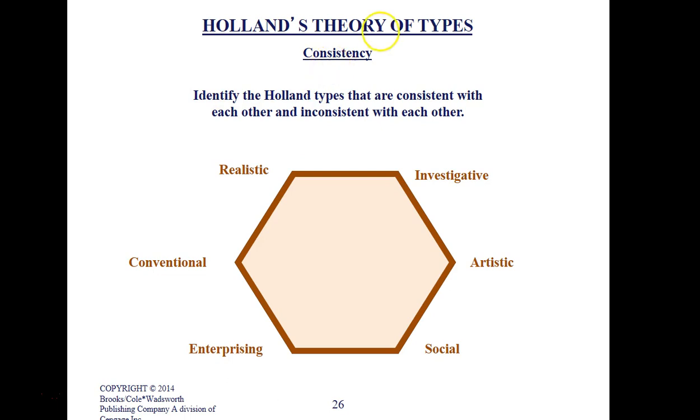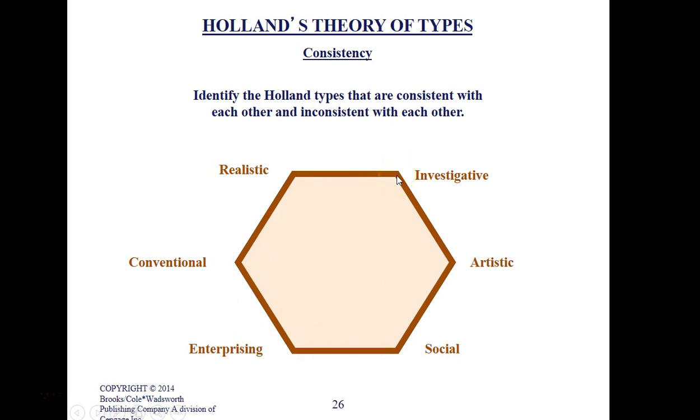So we've already kind of talked about this, but if you look at this diagram, you can identify the Holland types that are consistent with each other and inconsistent. So realistic and investigative obviously are close together. They would be a little bit more consistent than investigative and enterprising. Social and enterprising are closer together than realistic and investigative.